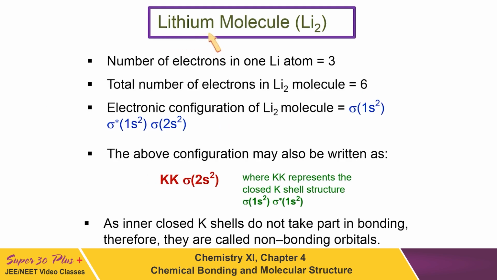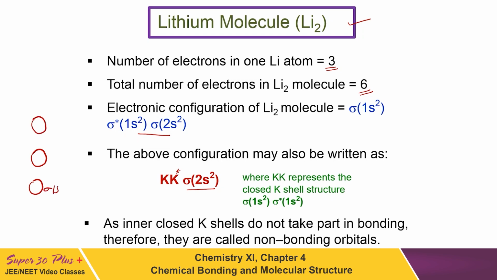Now what about the Li2 molecule? Lithium. Each lithium contains 3 electrons. So obviously Li2 will have 6 electrons, and the electronic configuration of Li2 will be like this. Now this above configuration could be written like this. KK star means 2 electrons in sigma 1s and then 2 in sigma star 1s, and then the remaining 2 electrons are in sigma 2s. You can also write down the MO diagram in short like this.